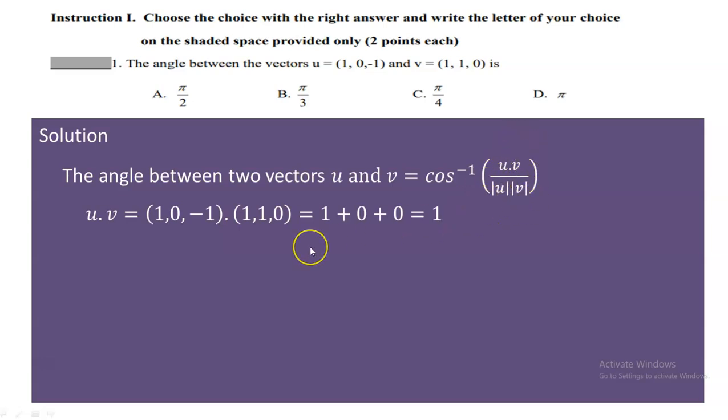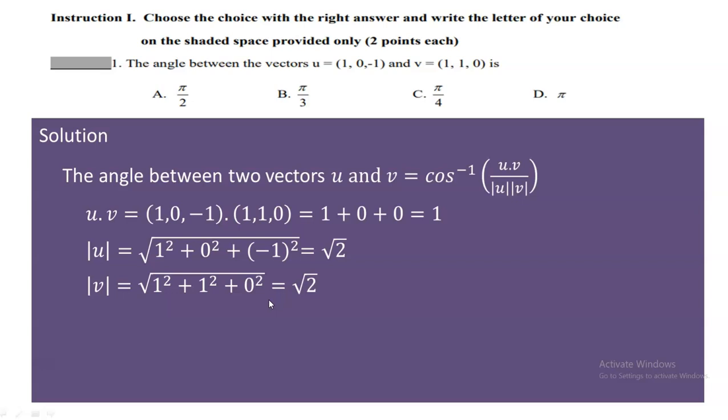The dot product is now determined, so the numerator is known, and we need to determine the denominators. The norm of u is calculated as the square root of the sum of the squares of the components: 1 squared, 0 squared, and minus 1 squared. This makes radical 2. Similarly, the norm of v is the square root of 1 squared plus 1 squared plus 0 squared, which is again radical 2.